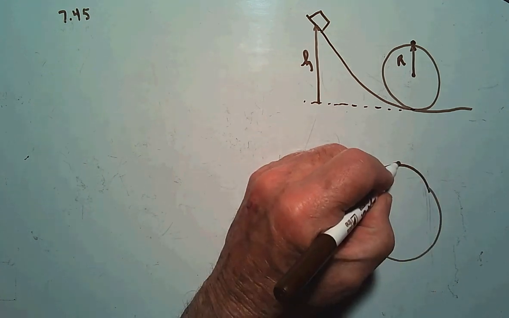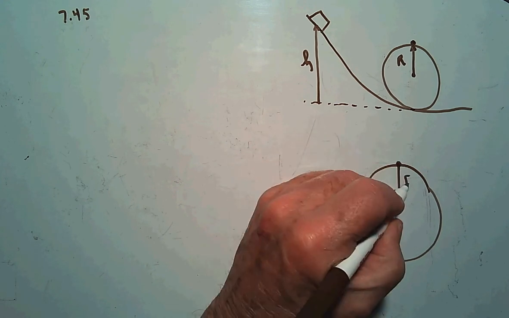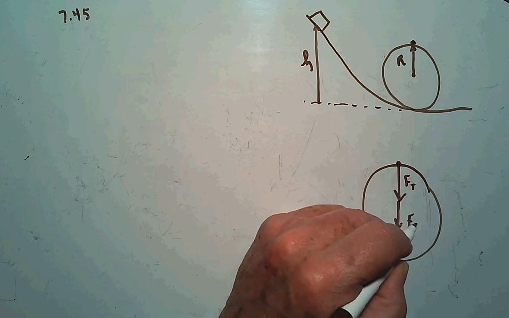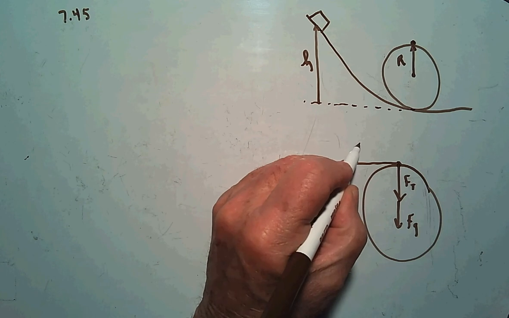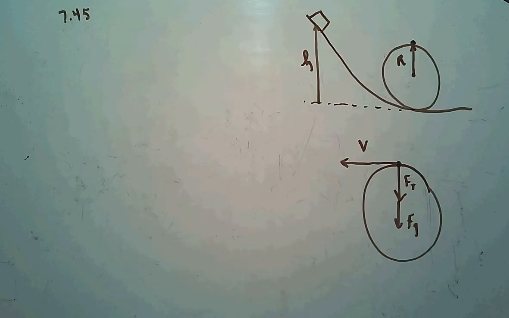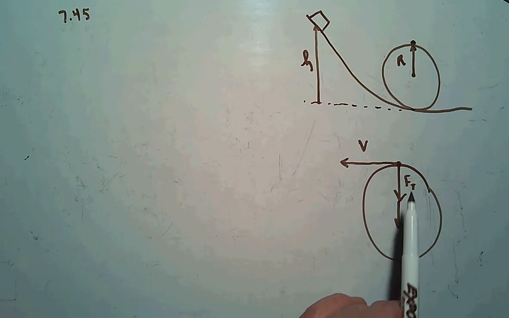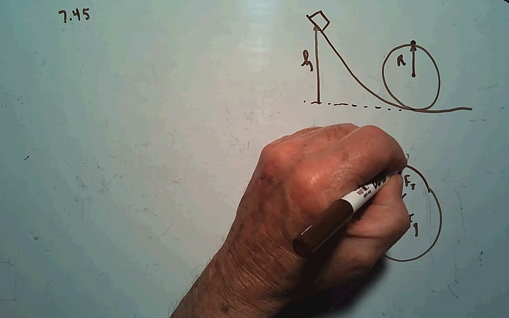At the top, there will be a force of the track, and there will be the force of gravity that's pulling this thing down. And at the top, it'll be traveling with a velocity v. And if it's not going fast enough, of course, it'll fall. Actually, what turns out is this will occur whenever Ft is 0. And here's the mass m right here.